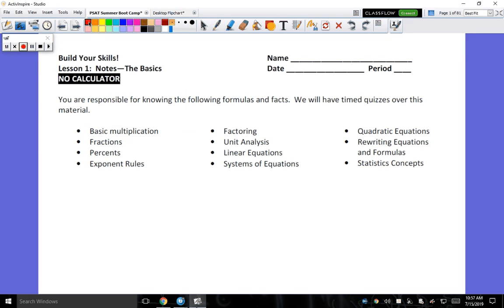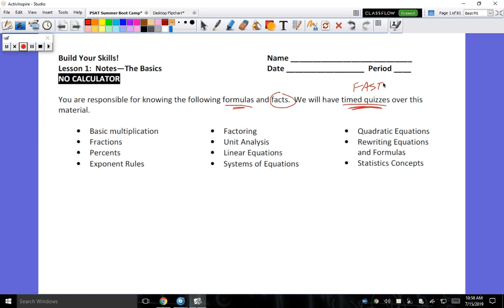All right, lesson one. These are the notes for lesson one. Okay, we might be able to get through all of them today. If not, there'll be another video to finish them off. So you're going to be responsible for the following formulas and facts. And we're going to have timed quizzes because we need to be accurate in a fast manner to score very high on these PSAT, ACT, and SAT exams.